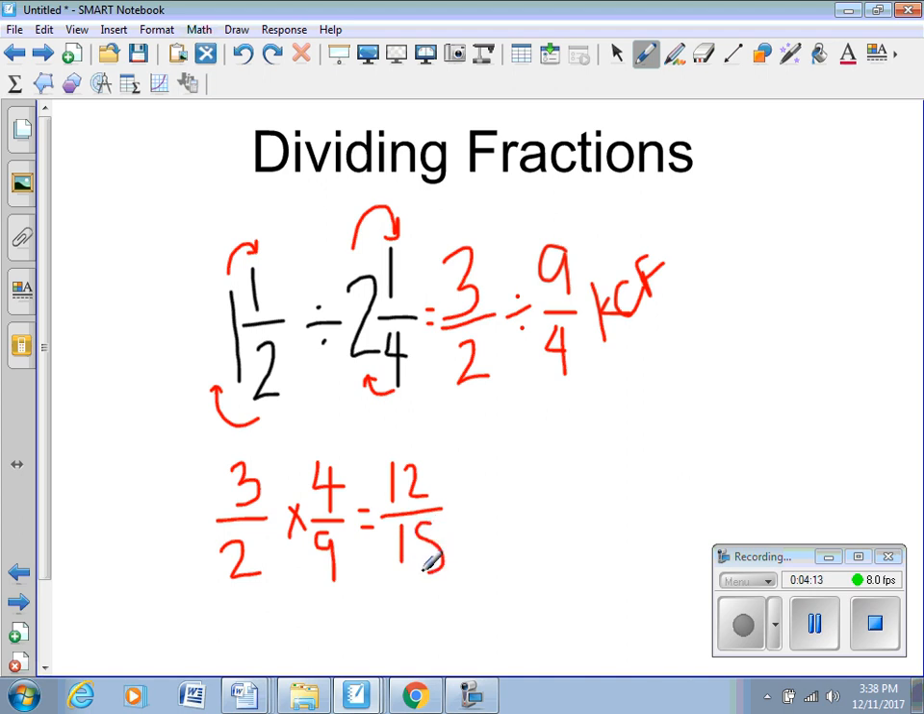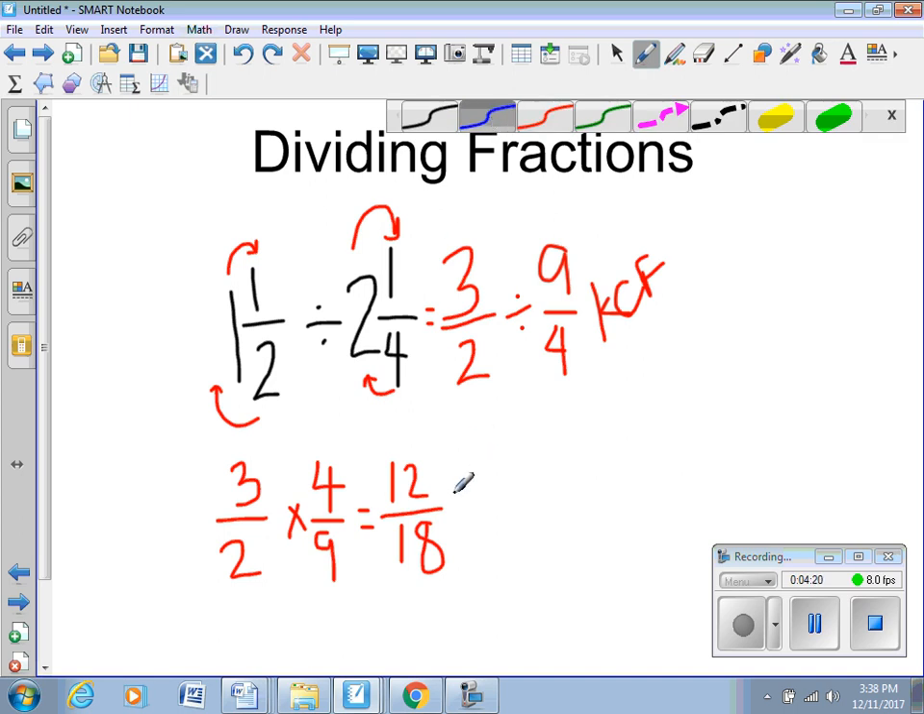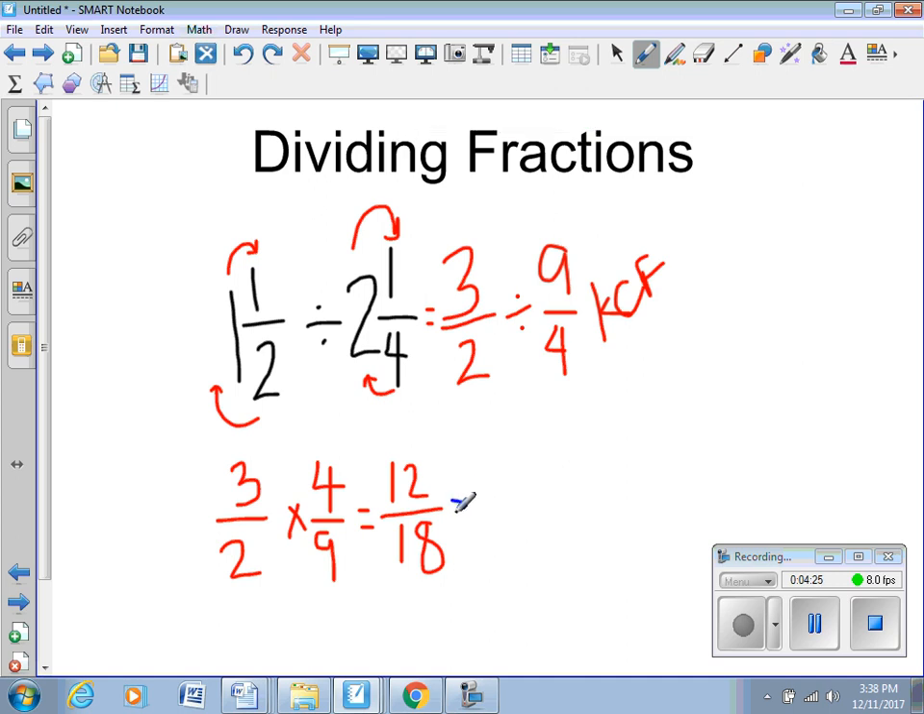This is not an improper fraction, so I don't have to divide it in the house and see how much is left over, but I do have to simplify it. And I can simplify it by dividing by, let's do 3. 12 divided by 3 is 4. 18 divided by 3 is 6. I can still divide this again. They're still both even. 4 divided by 2 is 2. And 6 divided by 2 is 3. So my final answer for this problem is going to be 2/3.